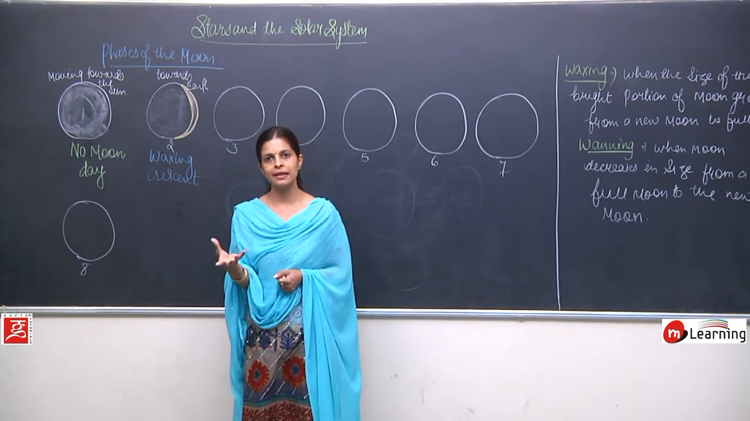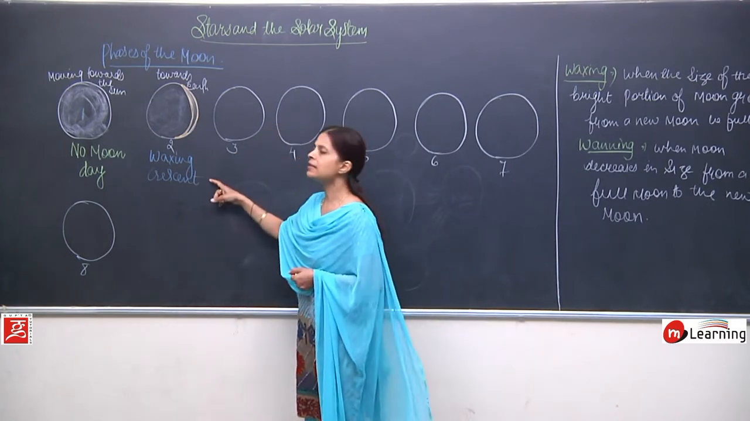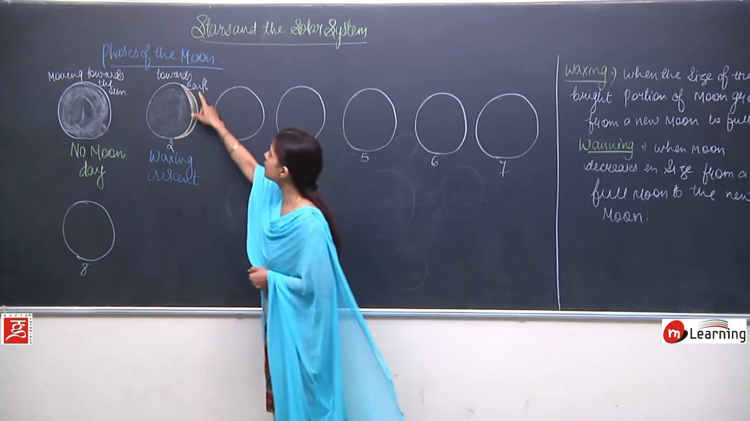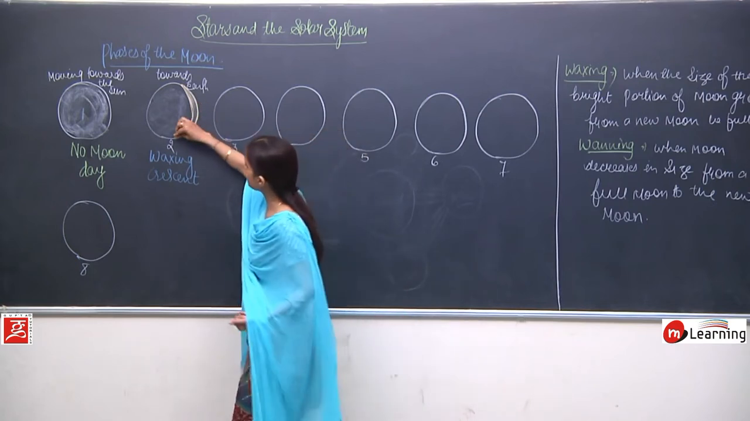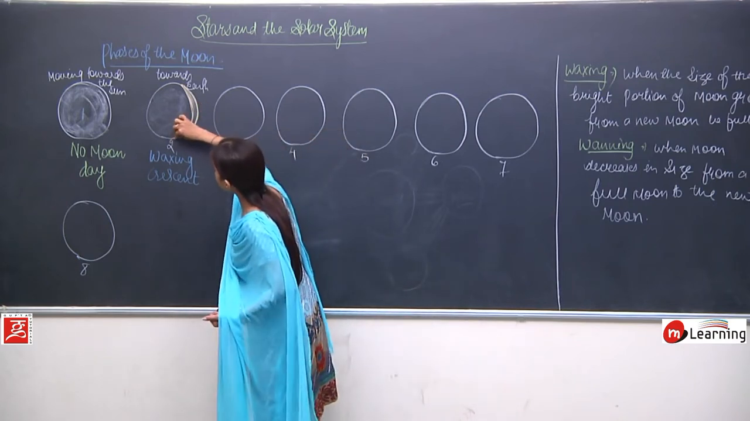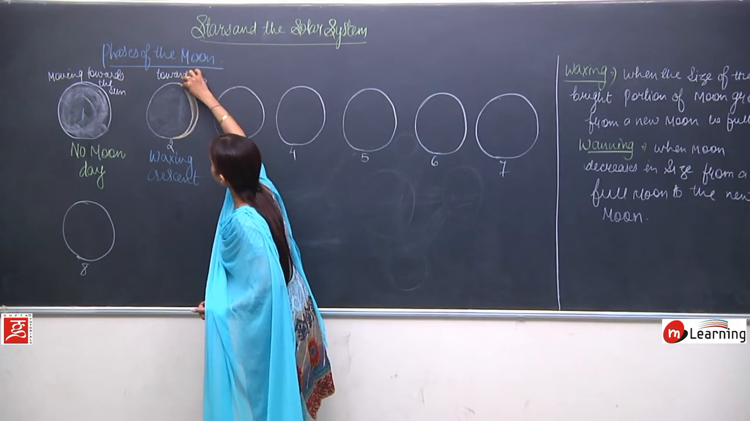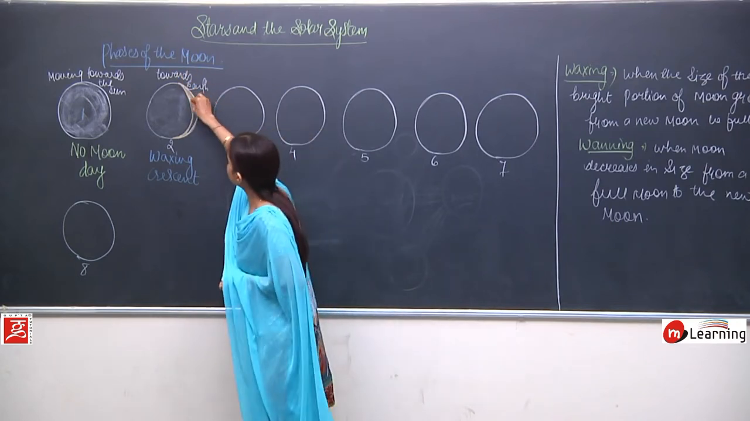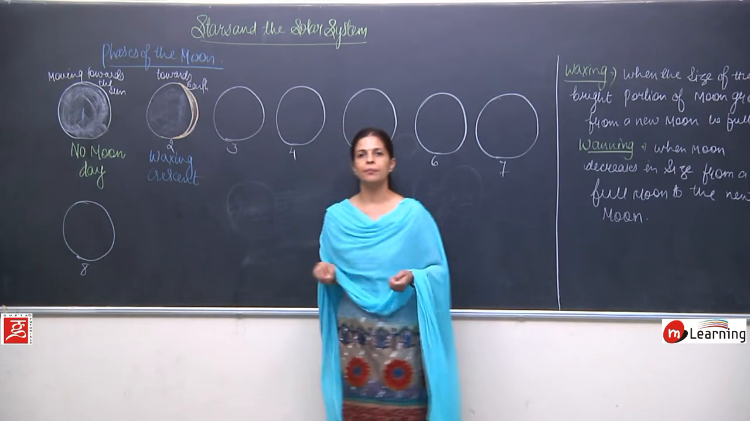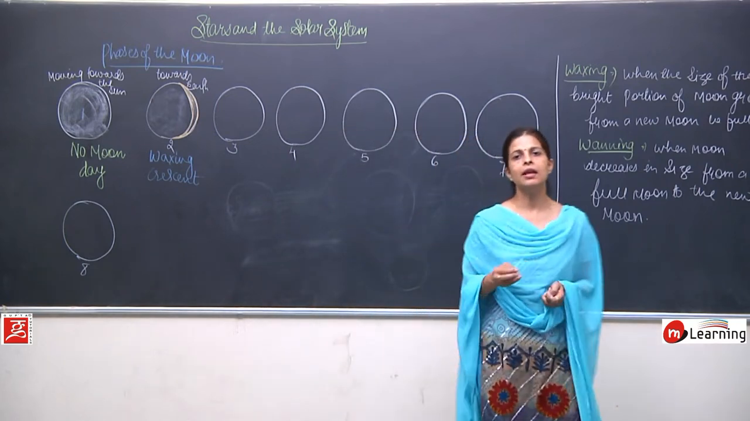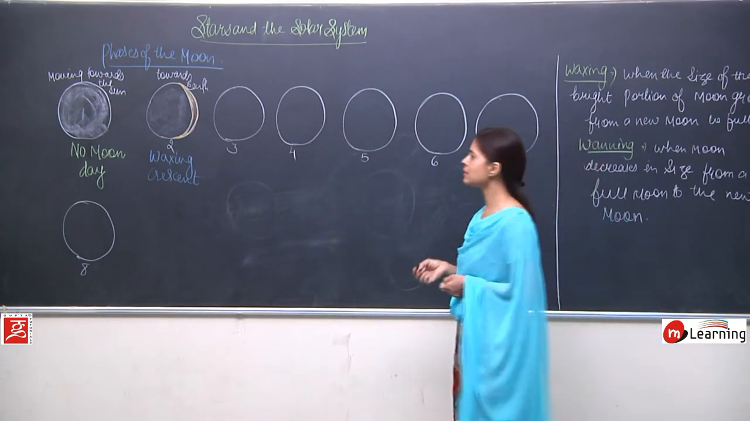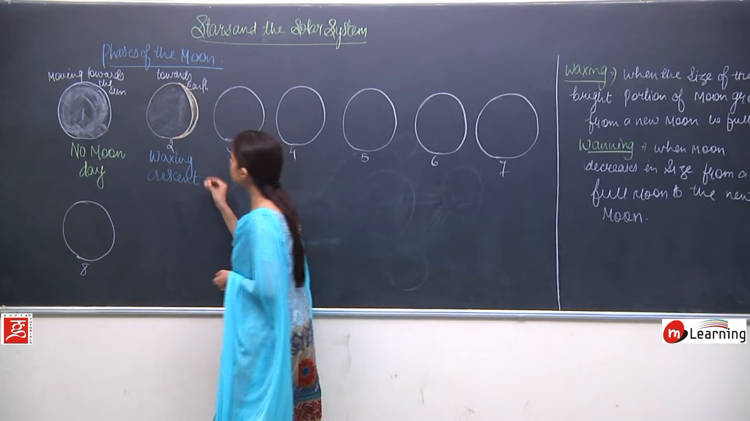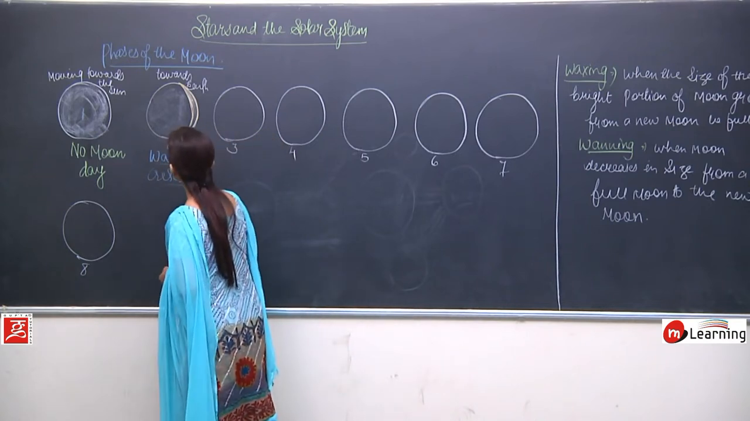Because it's increasing in size. But why is it known as crescent? Because the shape is crescent. Now, what is the meaning of crescent? I was telling that crescent means the two ends are tapering. These two ends are tapering, and it is thicker from the center. This is known as crescent, and that is the reason it is known as waxing crescent.